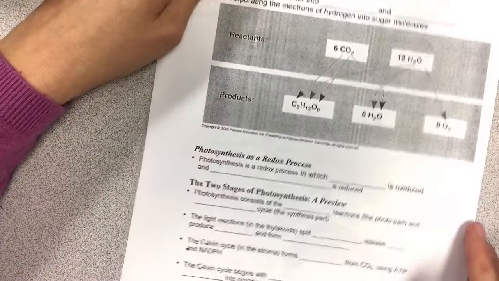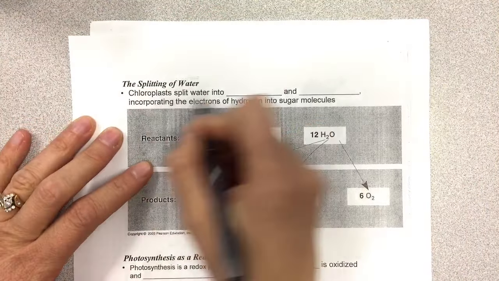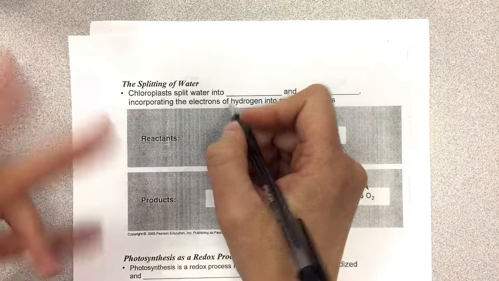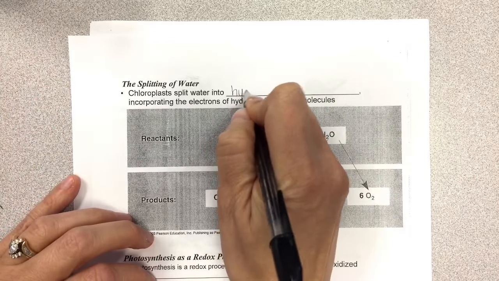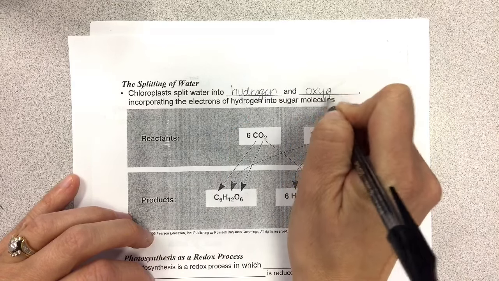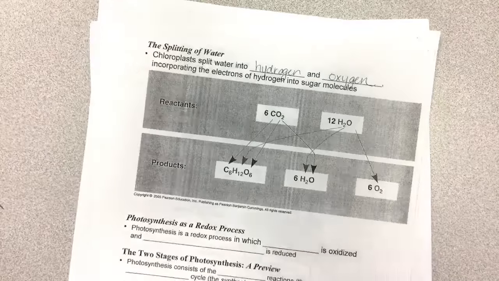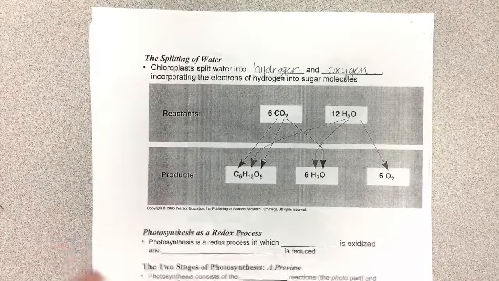So the splitting of water. Chloroplasts split water into, water is made out of 2 atoms, so what 2 atoms would they be? Hydrogen and oxygen. And so we can color code to show this.